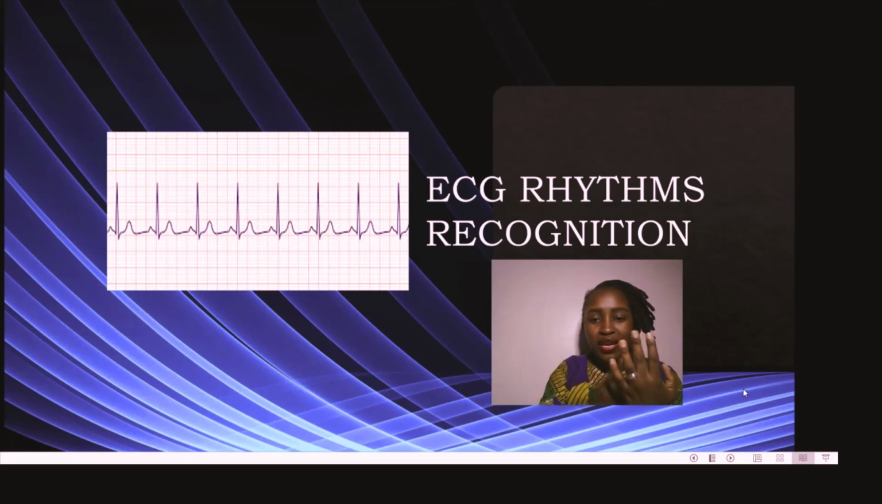Remember, we start by identifying the rhythm, whether it is regular or irregular. Then we check the rate, and this is where we calculate the heart rate based on either the small squares, the big squares, or the QRS complexes. Then the third thing is the P wave, whether it is present, whether it is of normal morphology, and whether it is followed by a QRS complex.